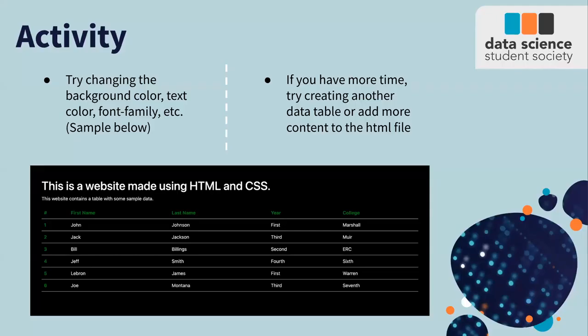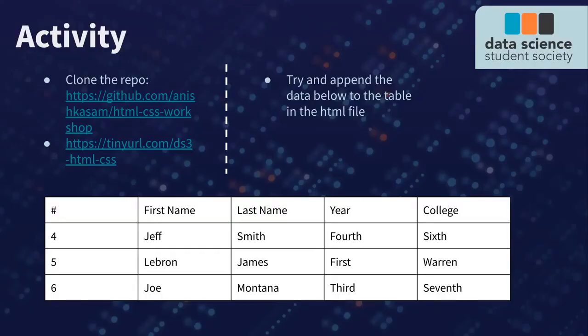After that, you can try changing different CSS styles if you want to, background color, text color, font family, etc. This is a sample below. And if you have more time, you can keep messing around with the data table. I'll leave the link up.